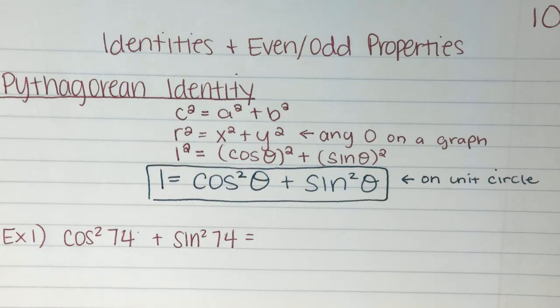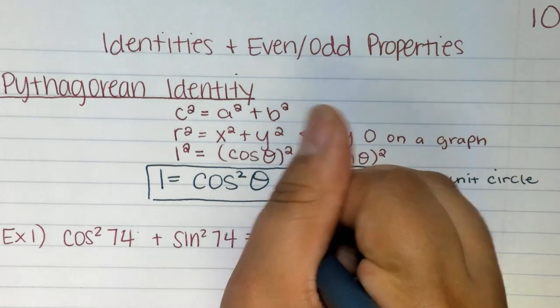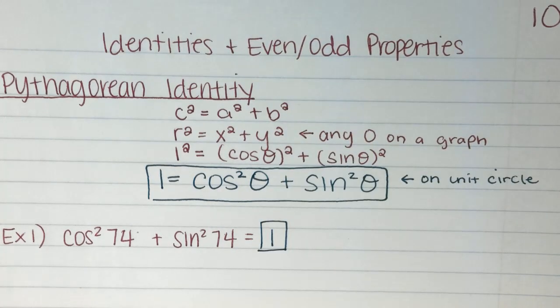Cosine squared of 74 plus the sine squared of 74 is what? 1. And that's how you do that.